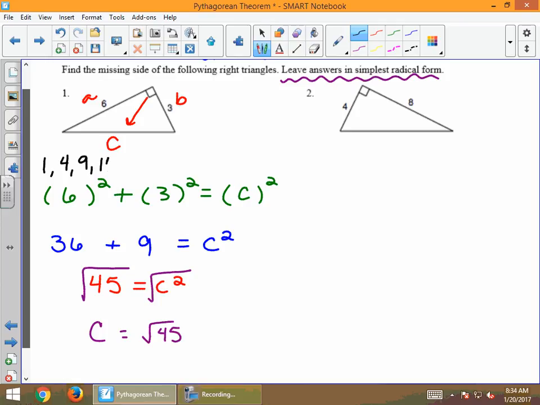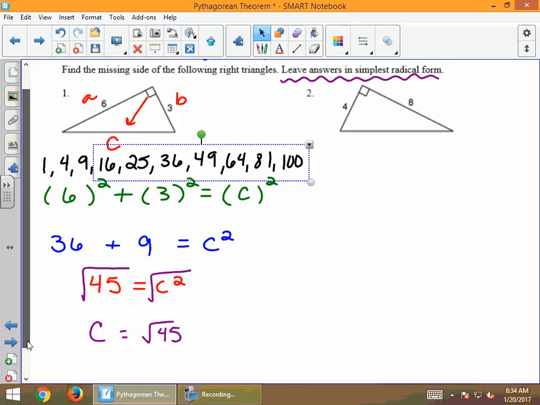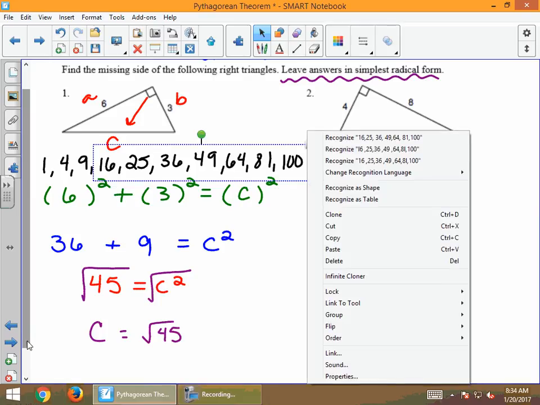4 squared gives you 16. 5 squared gives you 25. 6 squared gives you 36. 7 squared gives you 49. 8 squared gives you 64. 9 squared gives you 81. And 10 squared gives you 100. Okay? I'm going to go ahead and copy these for later.